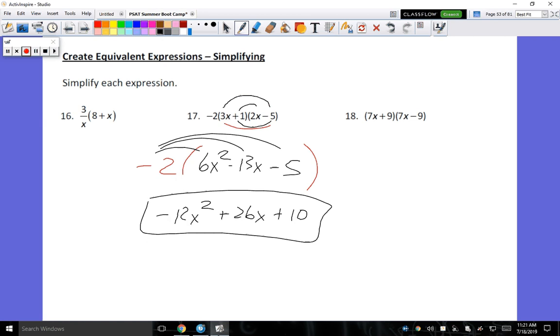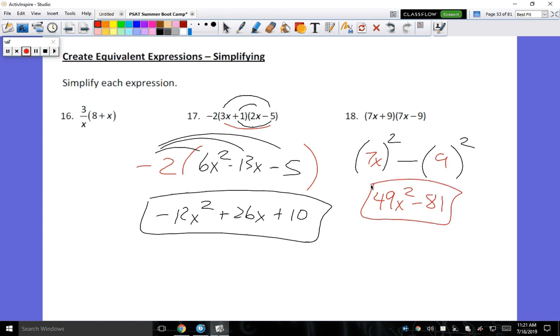Okay? Last one. What do you see? Difference of squares. The first term is the 7x. The last term is a 9. That's a shortcut if you want to do it. Sometimes some people have seen that, sometimes they haven't. So it simplifies out to what? 49x squared minus 81. That's a difference of squares. Okay?